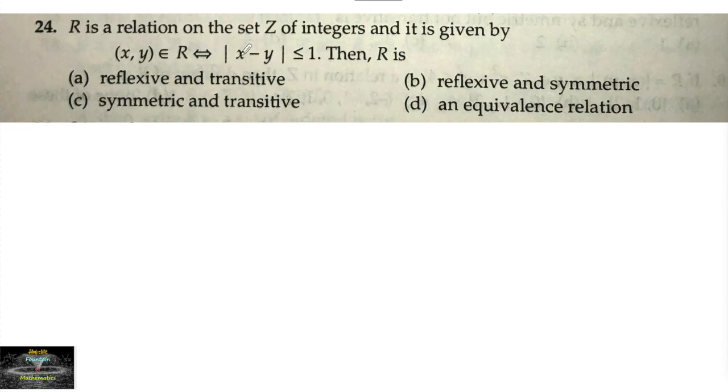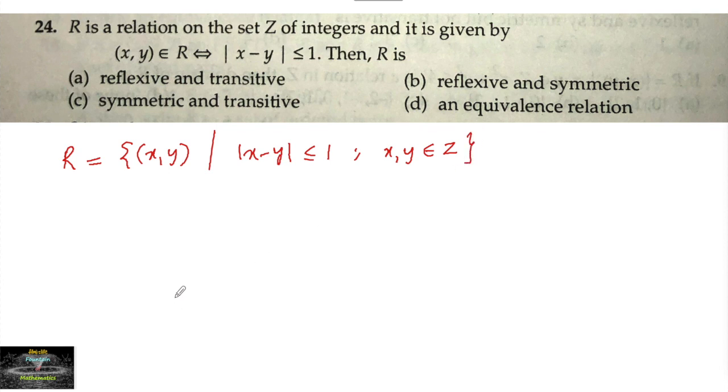If R is a relation on the set Z of integers and it is given by (x, y) belongs to R if and only if mod of x minus y is less than or equal to 1. So relation R is equal to {(x, y) such that mod of x minus y is less than or equal to 1}, where x, y belong to integers. So this is the given relation. We need to verify whether it is reflexive, transitive and symmetric.